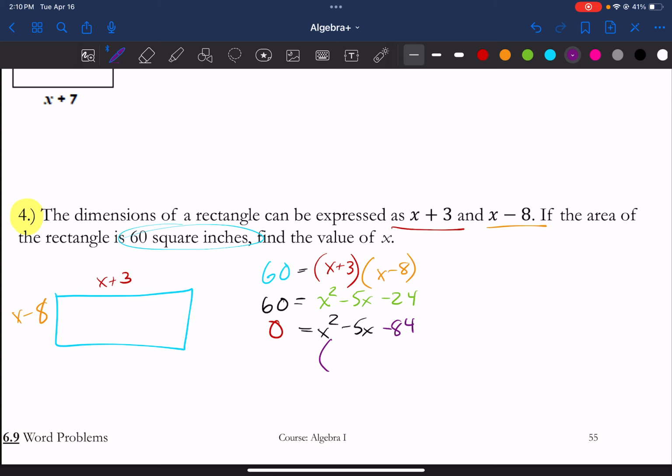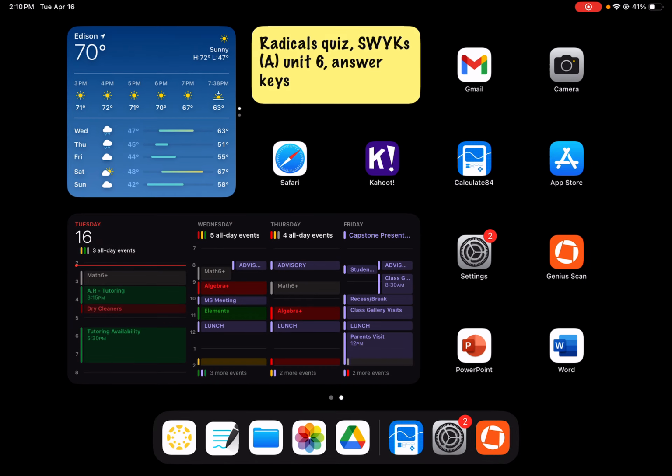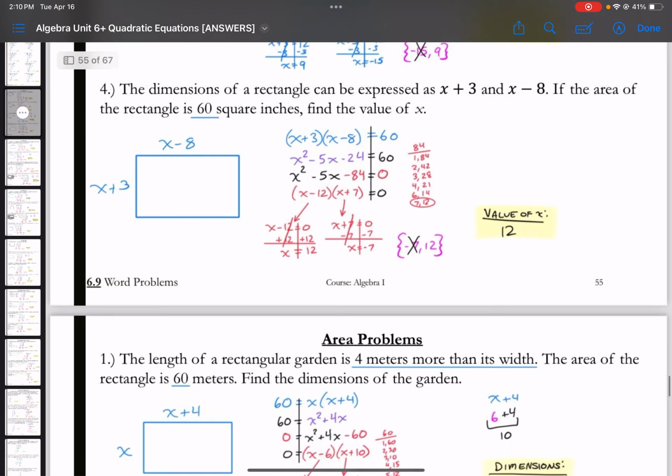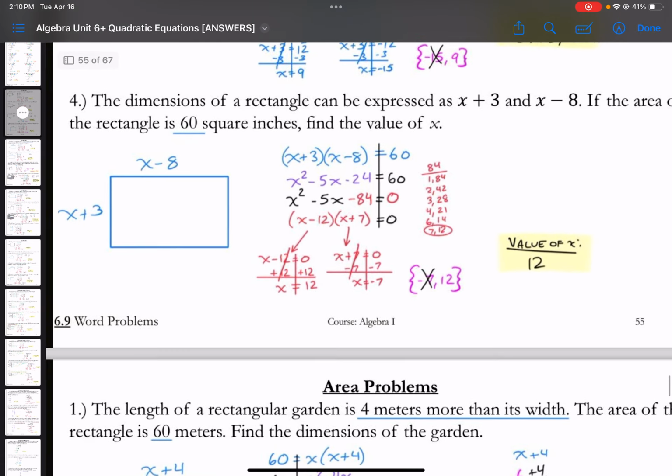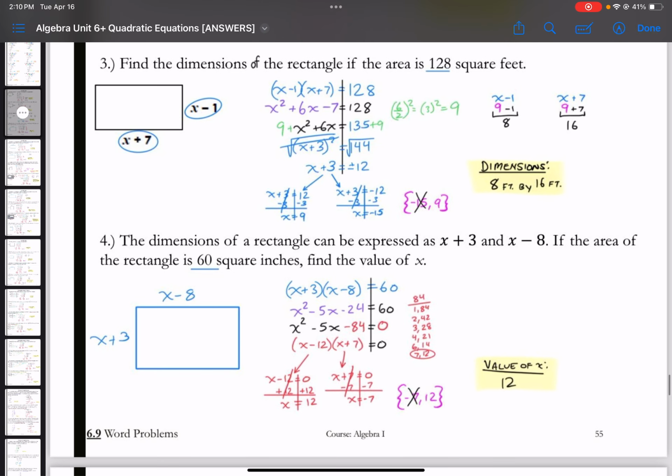Well, I know I can split this between a 12 and a 7, so x minus 12, x plus 7. So x is equal to a positive 12 and x is equal to a negative 7. But negative 7, you cannot do that, meaning our value for x is 12. And you can write 12 inches, however you want. And this is also the answer number 3 in case you did that.